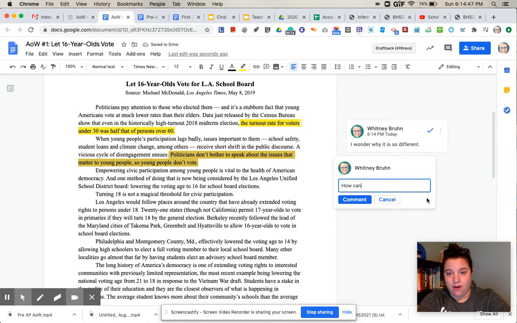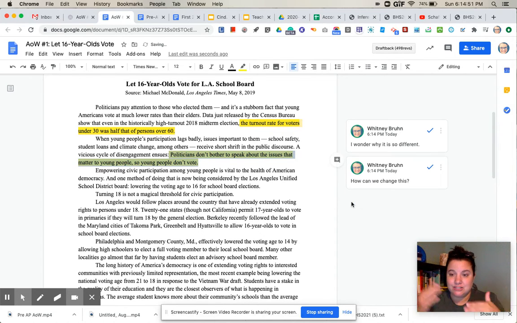I'm wondering, how can we change this, right? Because it sounds like this is just this cycle that's going on. I would love to know what we could do to make it different.